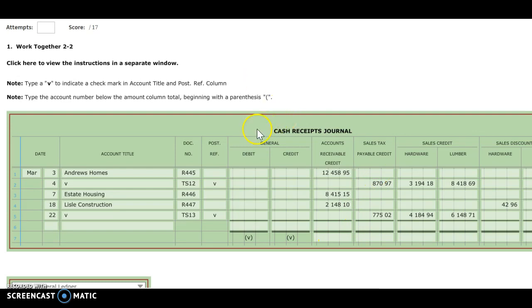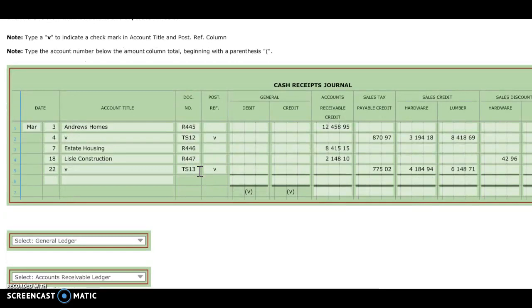So the next part of step number 1 is that we should be posting these individually. So we're going to go ahead and post individually. That means that we're going to be posting to our accounts receivable ledger. Since I don't have a lot of time left in this video, we're going to do that in the next video. So you can go on to part 2 of the work together.